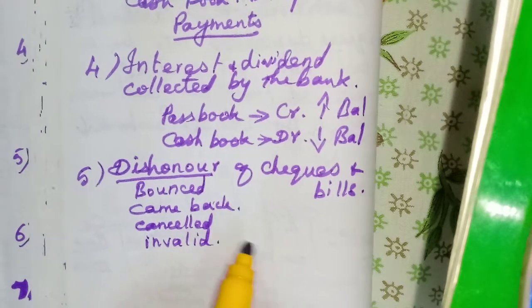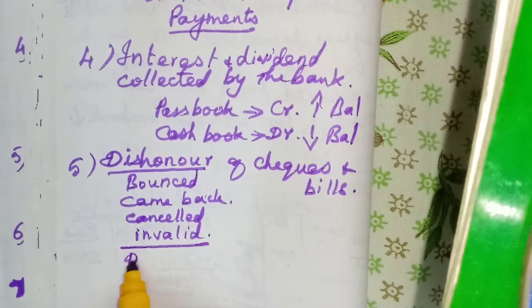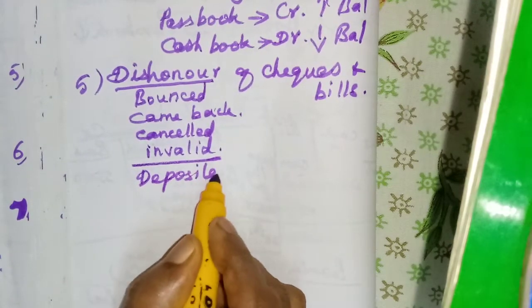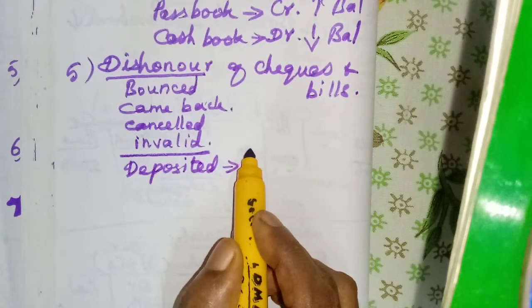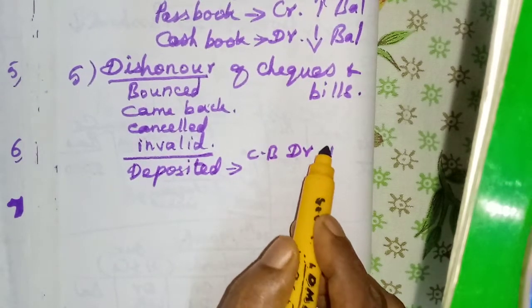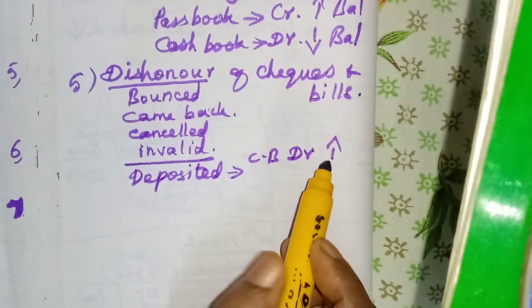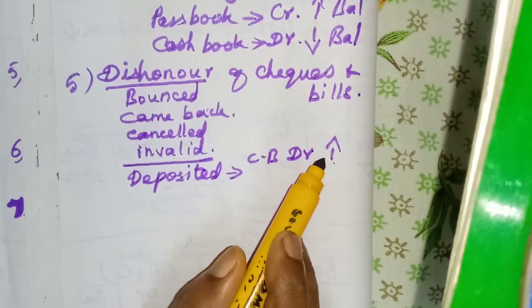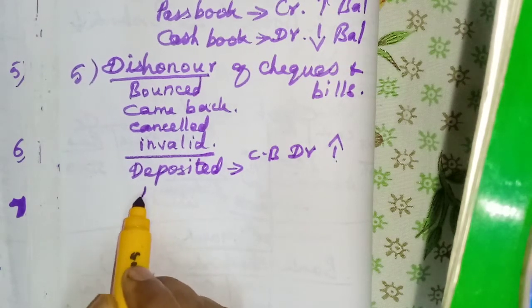So we have deposited some checks in the bank. Just listen. If we have deposited some checks, what will we do? We will enter it in the cash book, on the debit side. So it will show more balance, isn't it? We are depositing, so in the bank column it is showing more balance. But what is happening in the bank? The check is becoming dishonored.